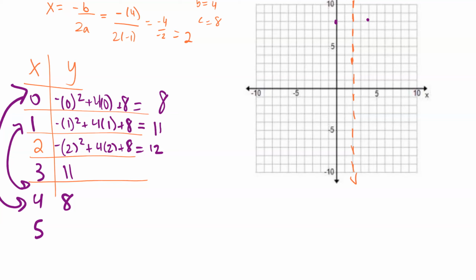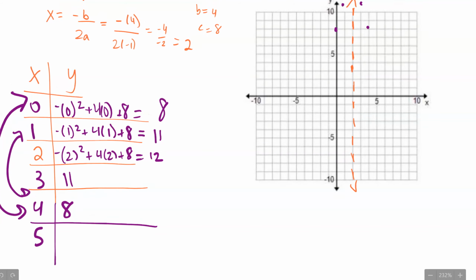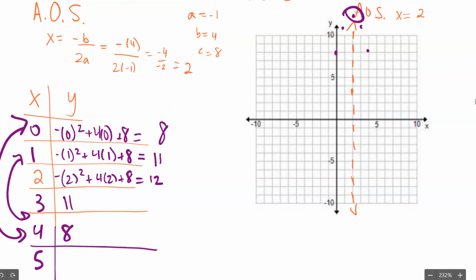Don't we know that the vertex is already 2, 12? Yes, we already found that. So we can plug that in. I already have the vertex up here. The vertex is our maximum, because you see how I have my U shape facing down?